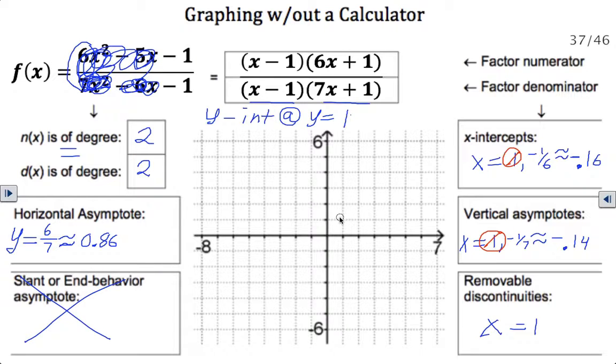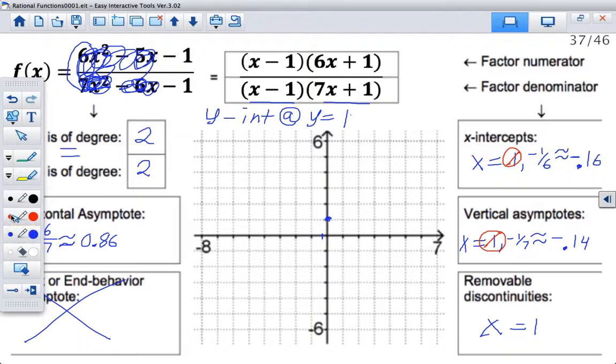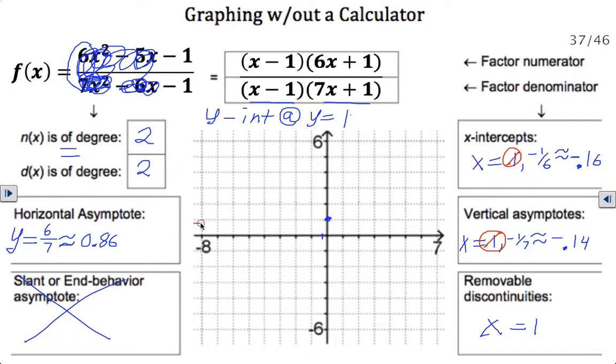Let's go ahead and label what we've got. So we have a y-intercept at 1, and an x-intercept at negative 0.16. Okay, did I say slant asymptote? An x-intercept, excuse me. I have an x-intercept at negative 0.16 there. And then let's go ahead and label our asymptotes. So at positive 0.86 is our horizontal asymptote.